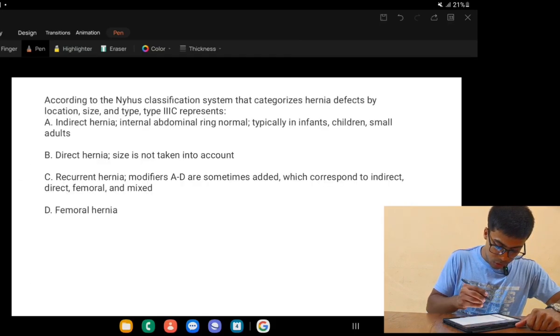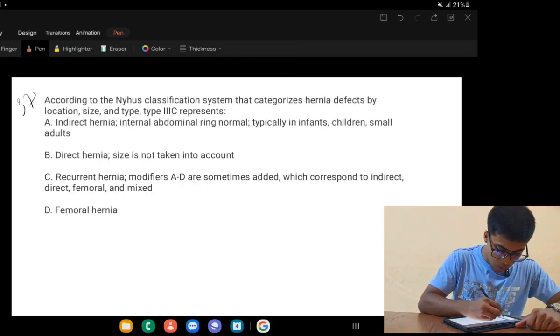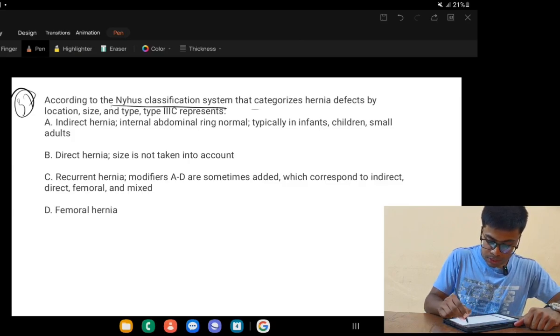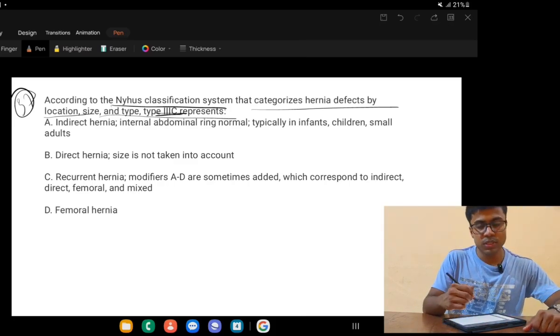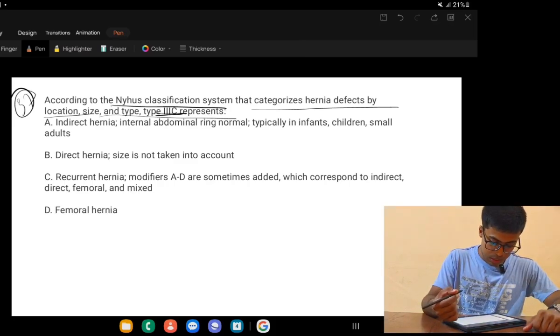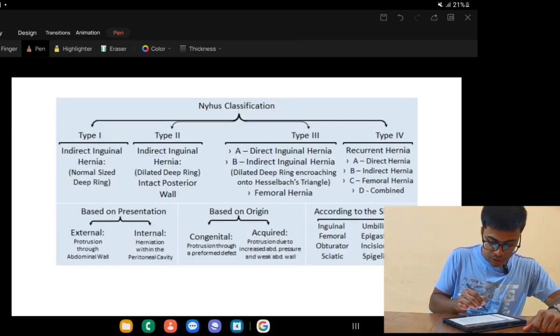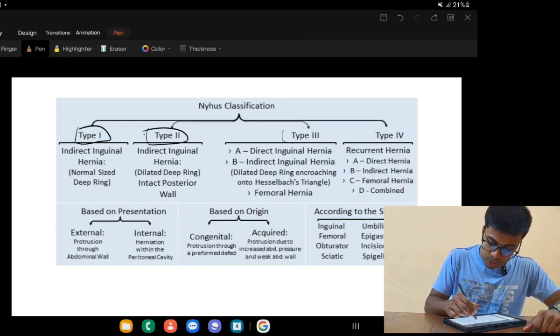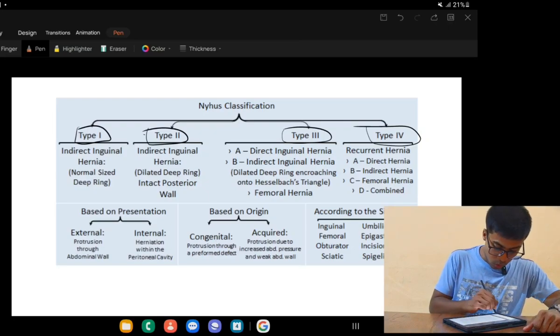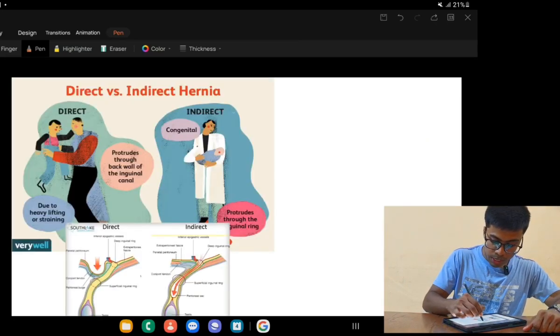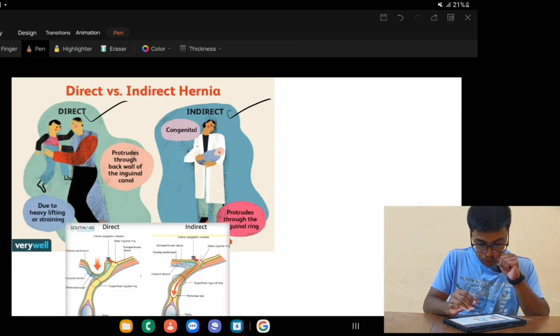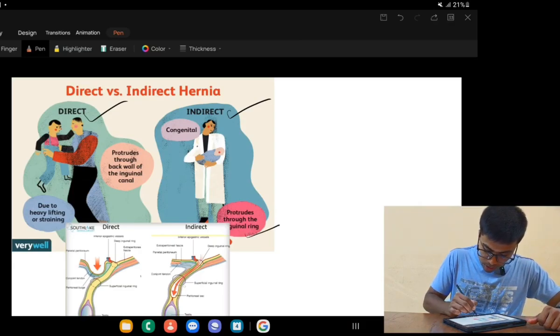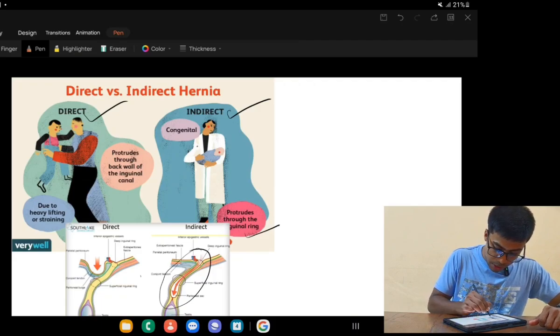Next is question number 37. According to NIHA's classification, categorize the hernia defect by localization, size and type 3C. Before solving this kind of question, because this is asked every year, year after year, in NIHA's classification we have type 1, type 2, type 3 and type 4. Before knowing this, you should know what kind of hernias we have. We have two types of hernia, indirect and direct. Indirect hernia is congenital, and protrudes through the inguinal ring. Direct hernia protrudes through the back wall of the inguinal ring due to heavy lifting and straining.